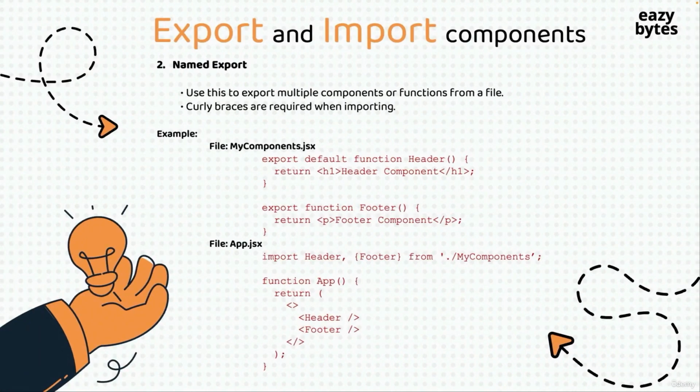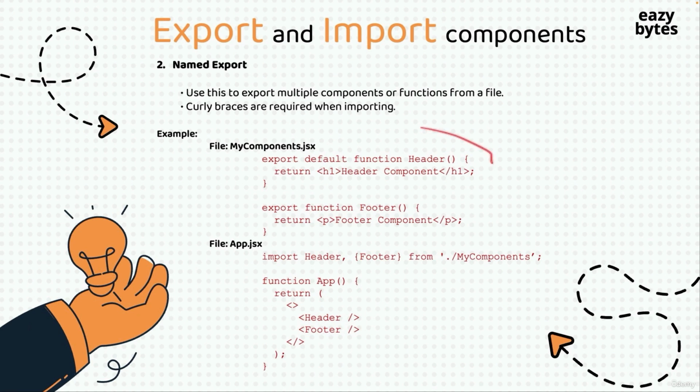The other export that we have discussed is called named export, because here we're not using any default keyword. We're trying to export by using the name of the component or name of the function itself. Here I have a file where we have two different components. The very first one is header, the other one is footer. Header I have marked as default export. The other one is a normal named export.